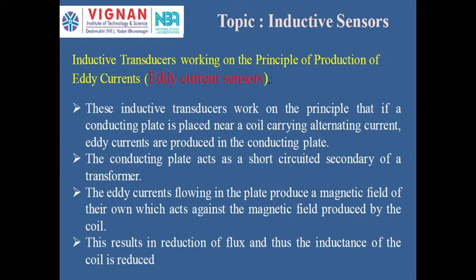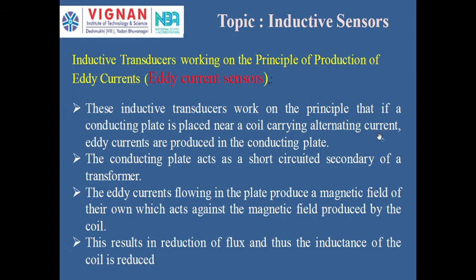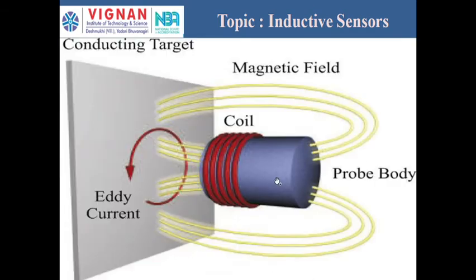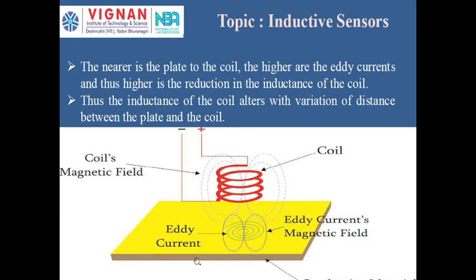Now we'll go for the second topic as per our syllabus, that is eddy current sensors. That is, inductive transducers working on the principle of production of eddy currents. So actually these inductive transducers work on the principle that if a conducting plate is placed near a coil carrying an alternating current, eddy currents are produced in the conducting plate. That means when a conducting plate is placed near the coil which carries the alternating current, some eddy currents are produced in this conducting material.